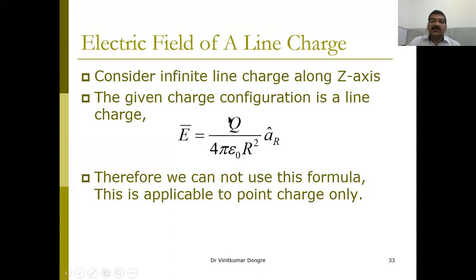What is this q? Q is for the point charge. Now what charge do we have? Suppose we have a line charge. The charge is uniformly distributed along the z-axis. So what to do? We have to modify this formula. Quickly I am going to do the modification and we will solve numericals based on this.